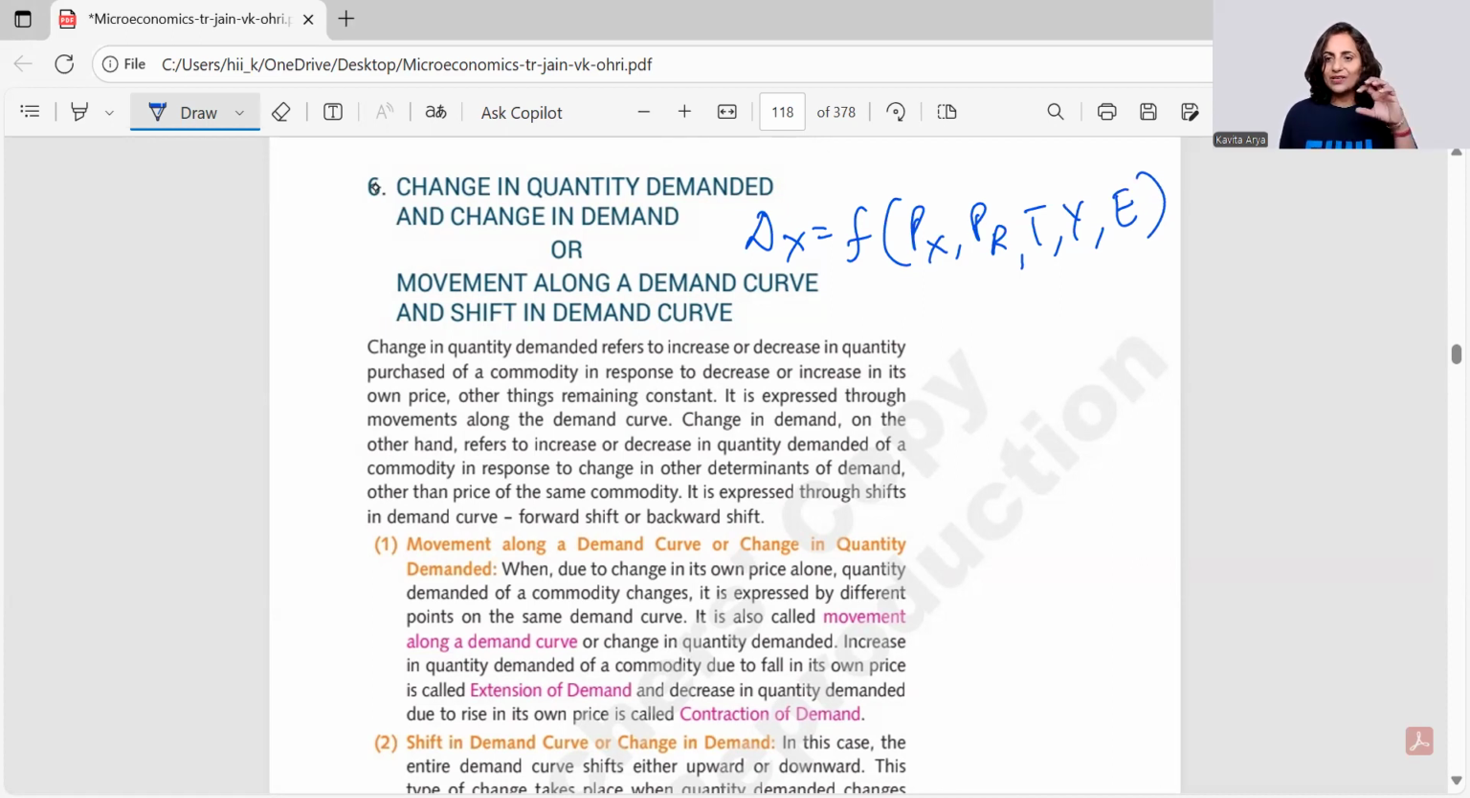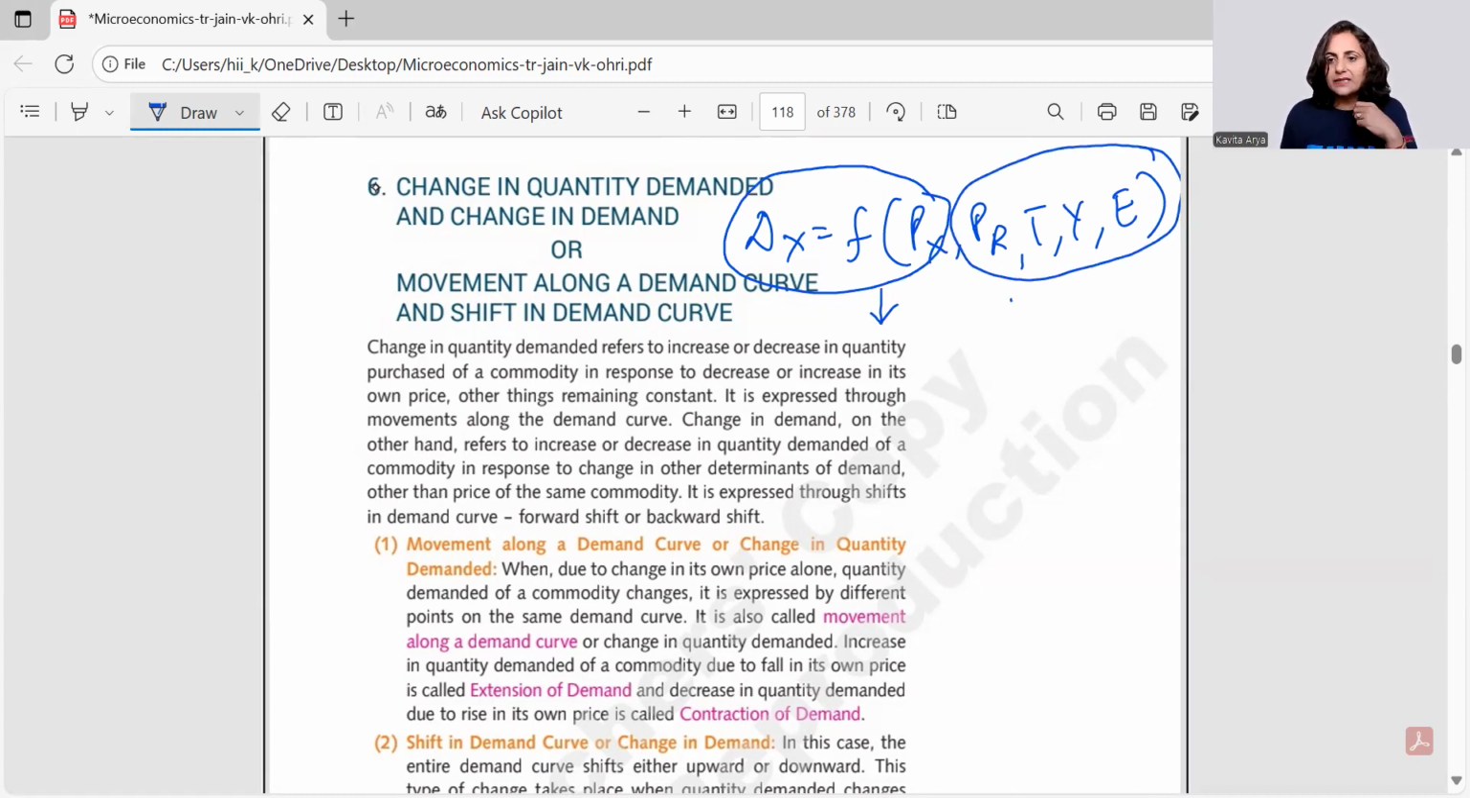So the crux of the story is, I'm just making two circles here. This is the first one and this is the second one. And this is the phenomenon of movement. And this is shifting in the demand curve. Let's understand how and why.